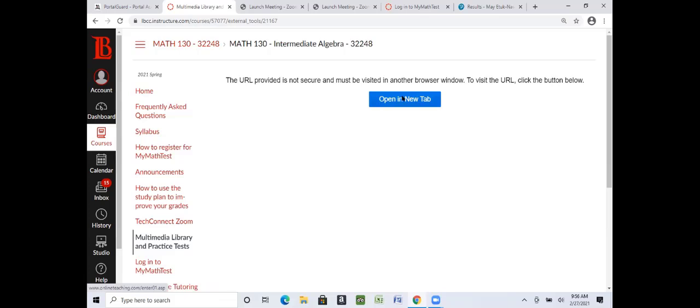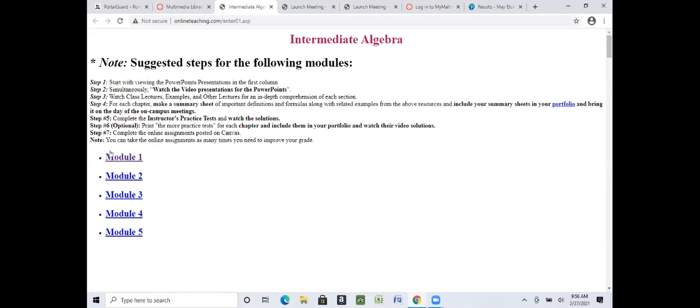But when you go to the multimedia library, you want to go to module 1. Again, these are the steps you want to really pay attention to. The video about the portfolio is also there, where 3 students show how to do the portfolio to organize your assignments.